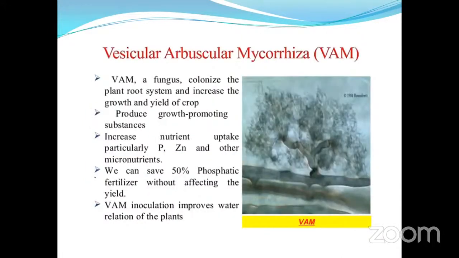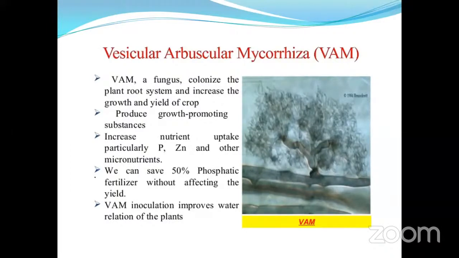Now the third part, this VAM. Earlier it was very popular in soil, but nowadays other microorganisms have come, so definitely its popularity has reduced. VAM is a fungus which colonizes the plant root system and increases the growth and yield of the crop. It is a fungus which creates a mat around the root of the plant, and this increases the surface area of the root, which helps plants acquire nutrients as well as water, and macro and micronutrients from soil. This increased surface area helps the plant acquire nutrients from greater distances.